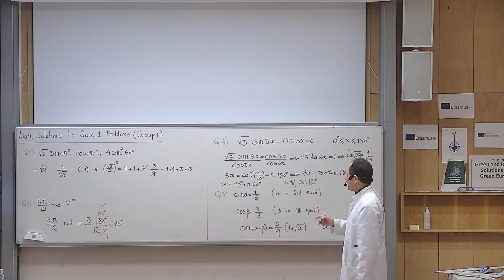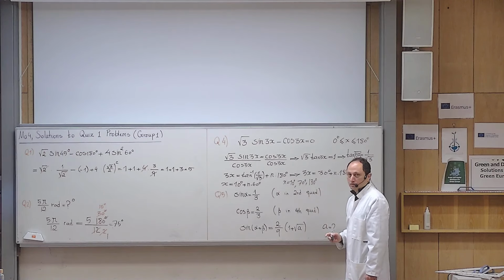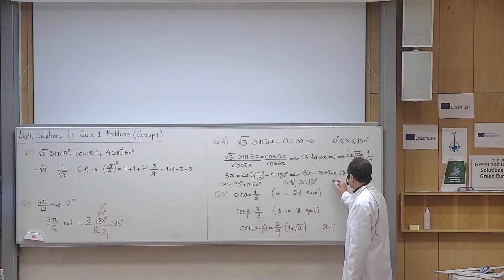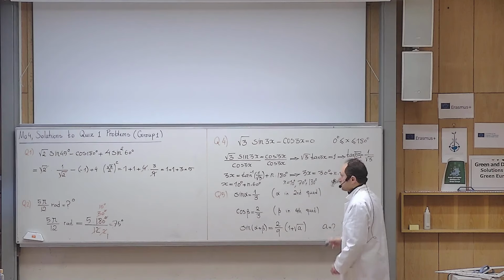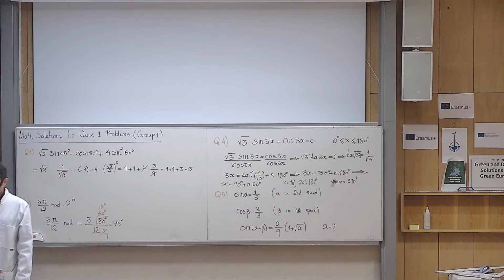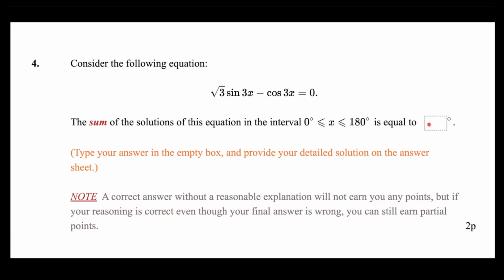But the question is asking you about the sum of these values. 70, 130, 10. So the sum is what? Let me write it like that. The sum is 210 degrees. I have already put the degree sign for you there, so you don't need to type it. So what you just type is 210. Is that okay? Understandable?